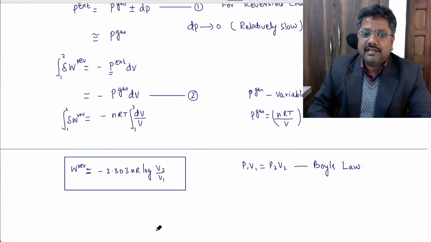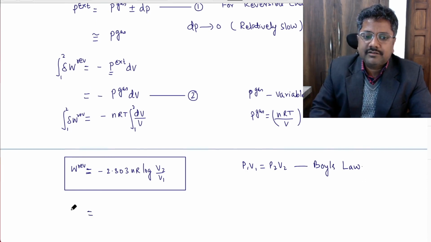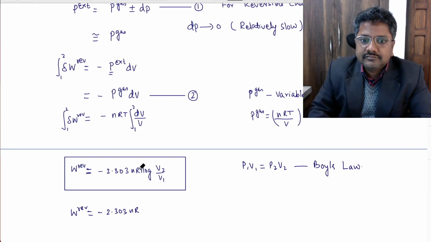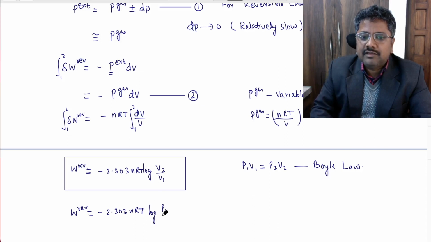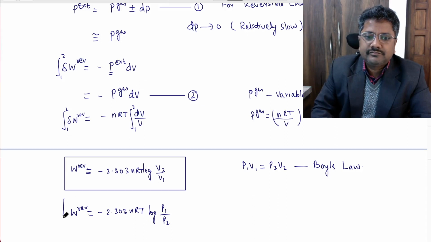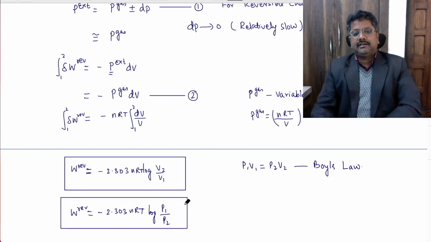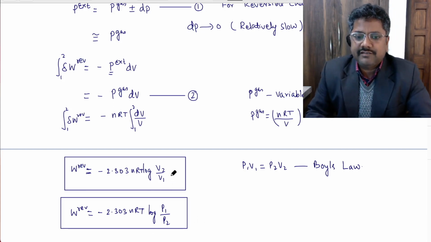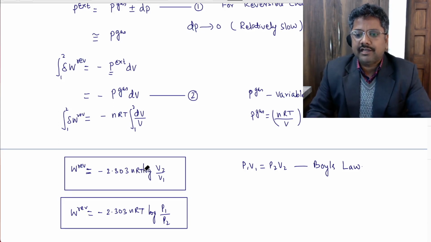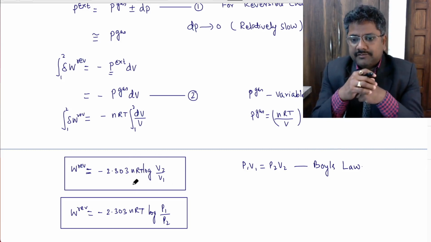So this equation can be rewritten in a different manner: minus 2.303 nRT log P1 by P2. Right. So whenever initial volume and final volume are given, temperature is given, quantity of the gas is given, you can very easily calculate how much work is involved, right?